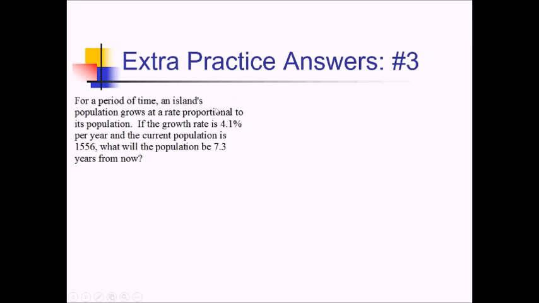For this one, we have an island's population for a period of time growing at a rate proportional to its population. So this is kind of the code word proportional growth here. This is the code word for exponential growth. So that means we have y equals Ce to the kt as kind of our starting point, regardless of what else they write here. But now let's see what they wrote. Growth rate is 4.1% per year. Current population is 1,556. What will the population be in 7.3 years from now?